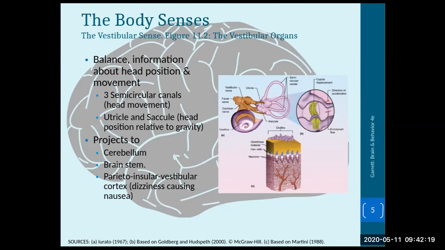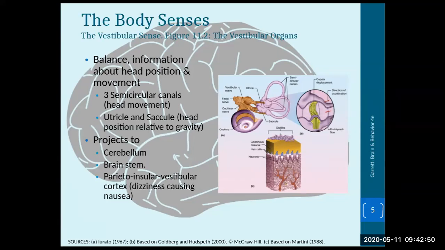There are 2 parts of the inner ear called the utricle and saccule, which are projecting or allowing for your head position relative to gravity, so you know when you are and when you're not falling over. And that information about balance projects to the cerebellum and brainstem. Remember that the medulla and the pons are helping to coordinate movements as well as coordinate breathing and heart rate. The cerebellum is also stabilizing you.